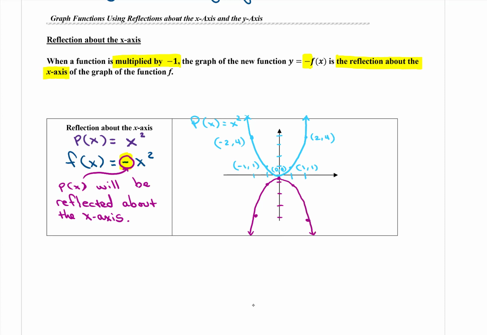And then in order to reflect it about the x-axis, I'm just going to basically multiply all of the y values by a negative, by -1. And there we go. There is our reflection.